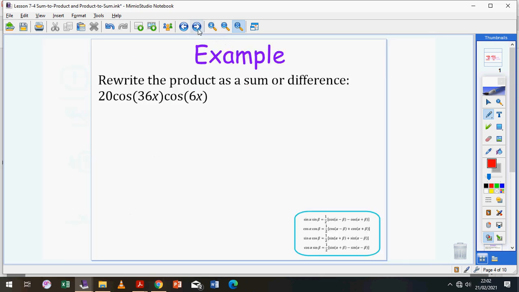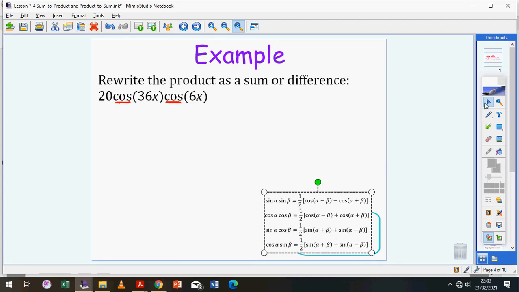So let's try to use them. I want to rewrite the product that's given here as a sum or difference. I'm going to look at the product. Don't let the big numbers and the x's scare you. Look at the functions that are forming the product. It's cosine and cosine. Go to your note card and ask yourself which of these formulas I can use for this expression.